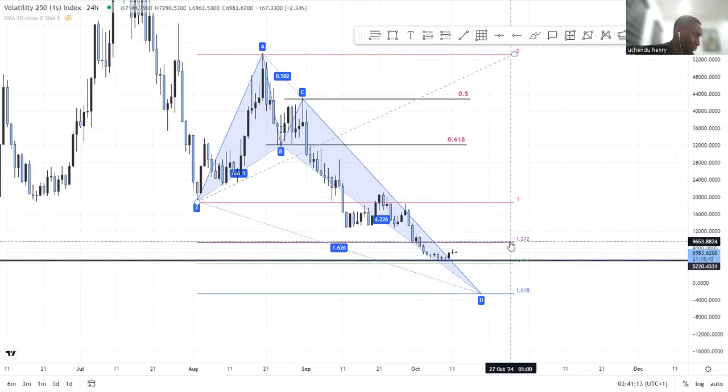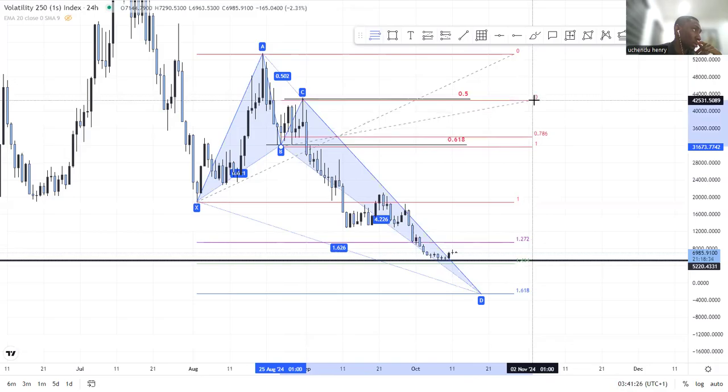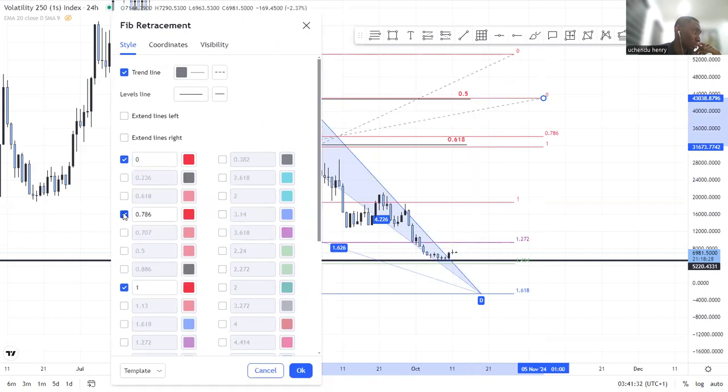So now, what we can do is, if we look at that potential reversal zone, let's see if we can have a complementary measurement of B to C. Let me hide all of that. For B to C, we're looking at 2.618.